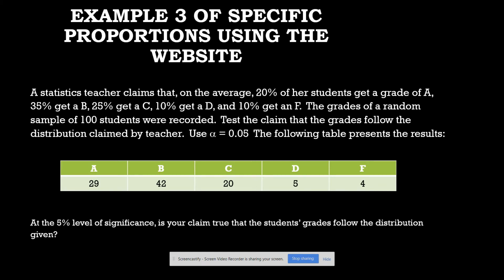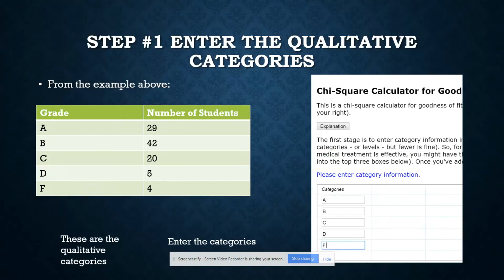So the following table is the observed grades that the teacher had. She had 29 A's, 42 B's, 20 C's, 5 D's, and 4 F's. At the 5% level of significance, is your claim true that the student grades follow the distribution given?